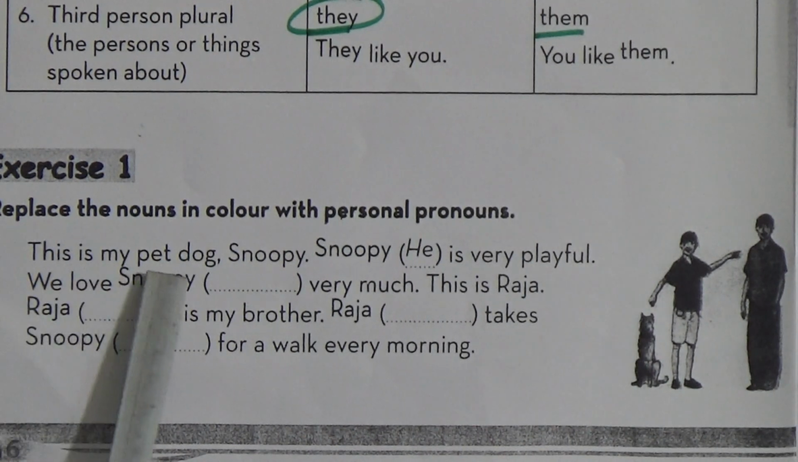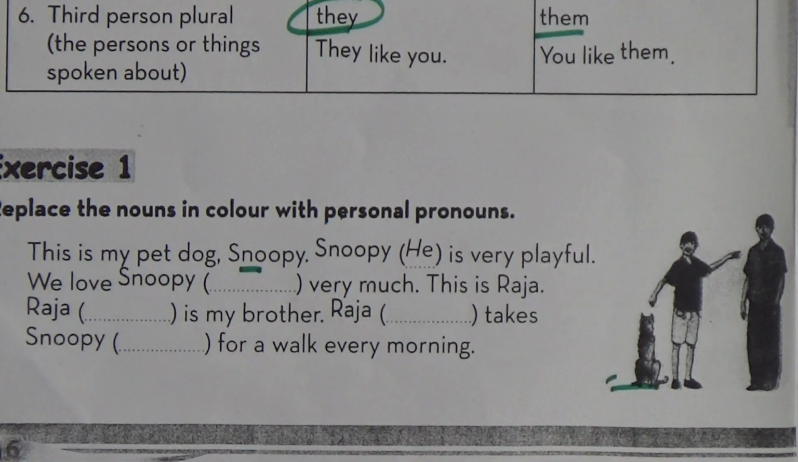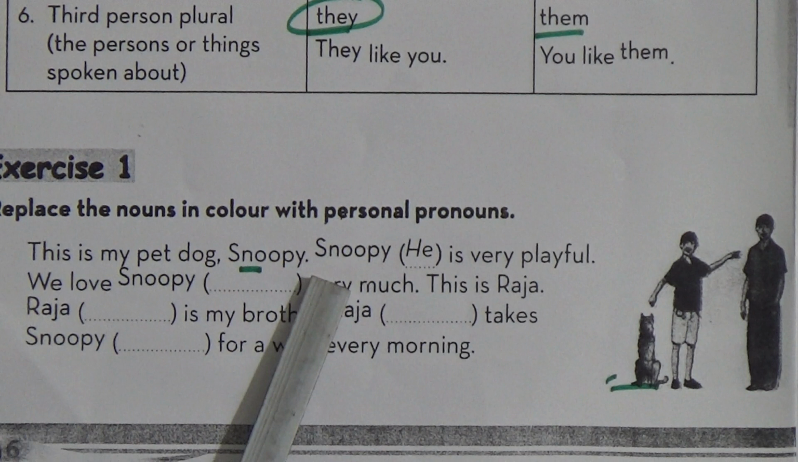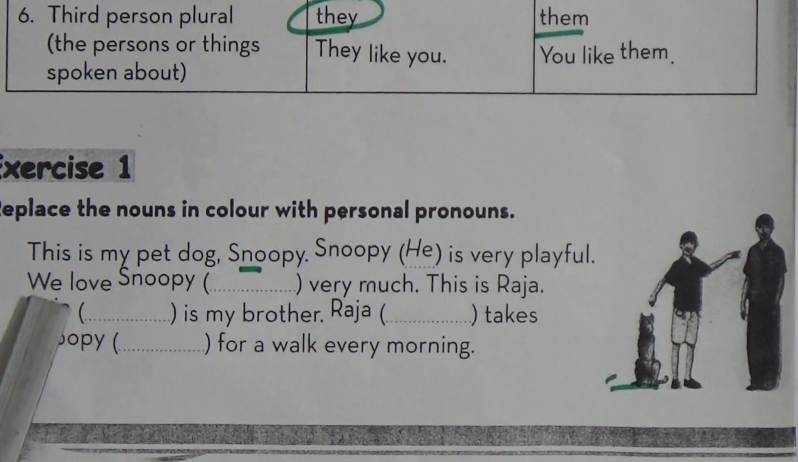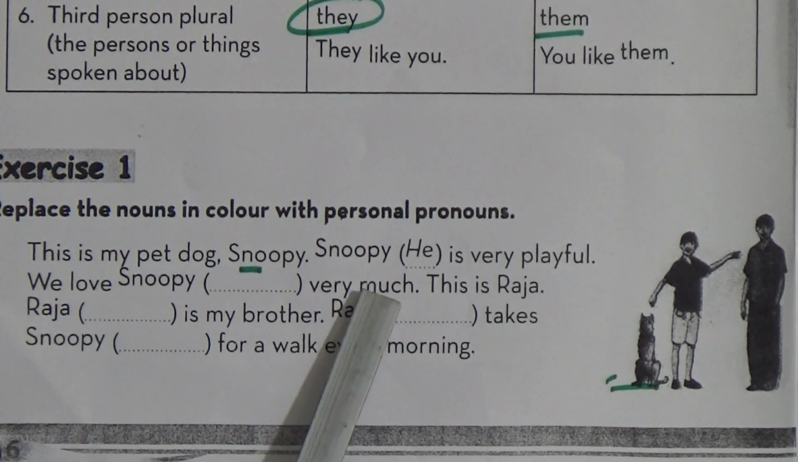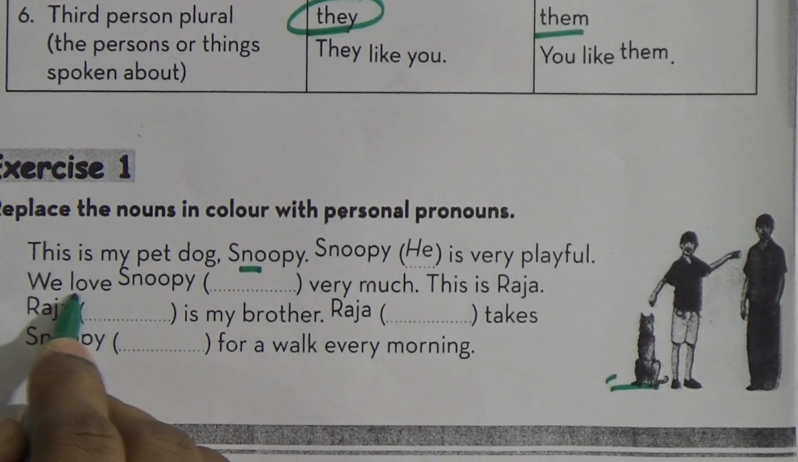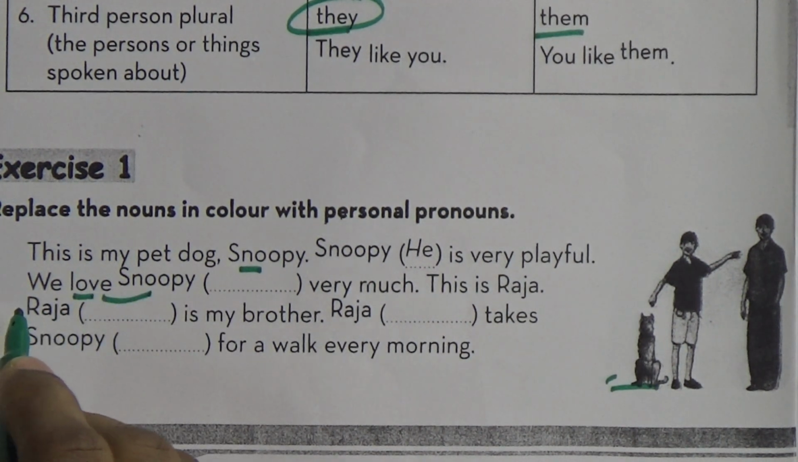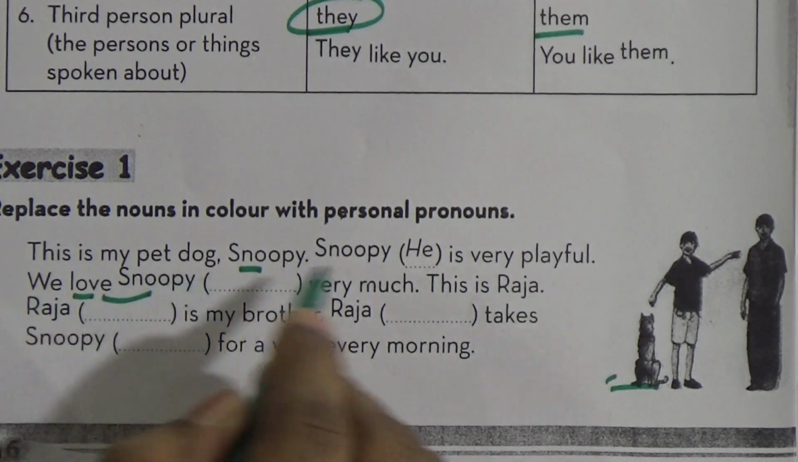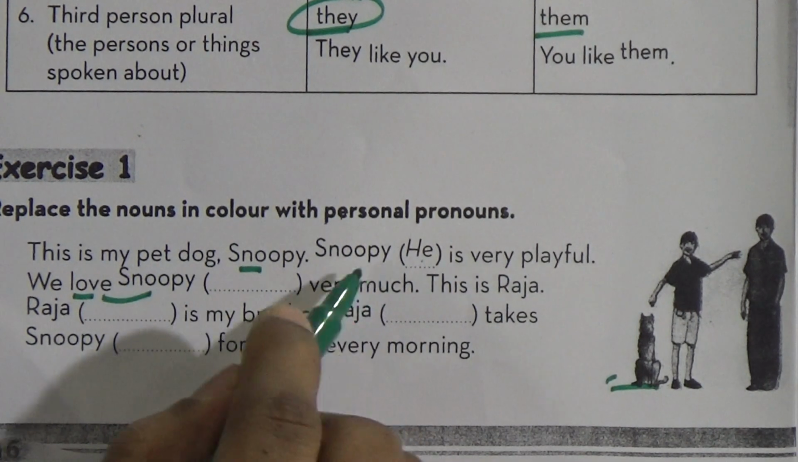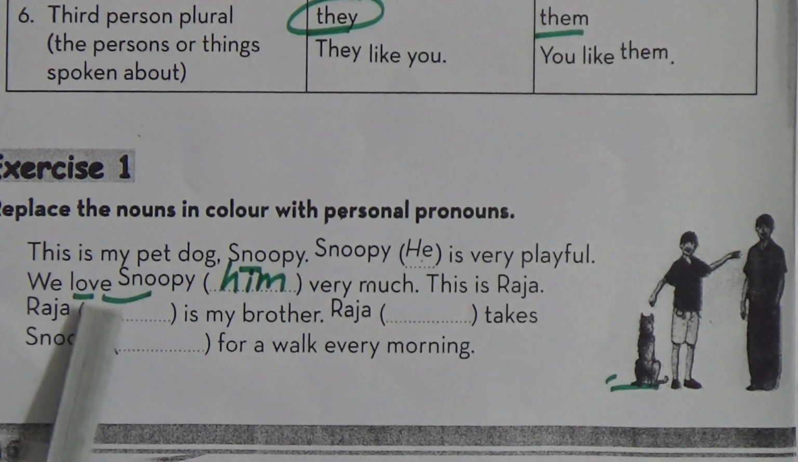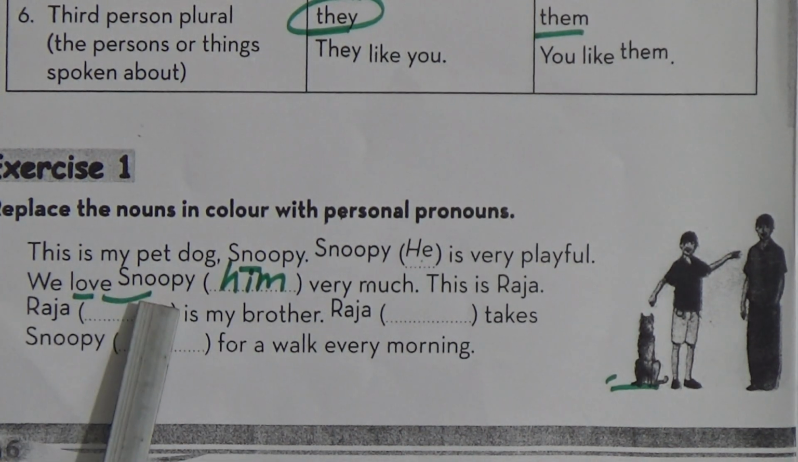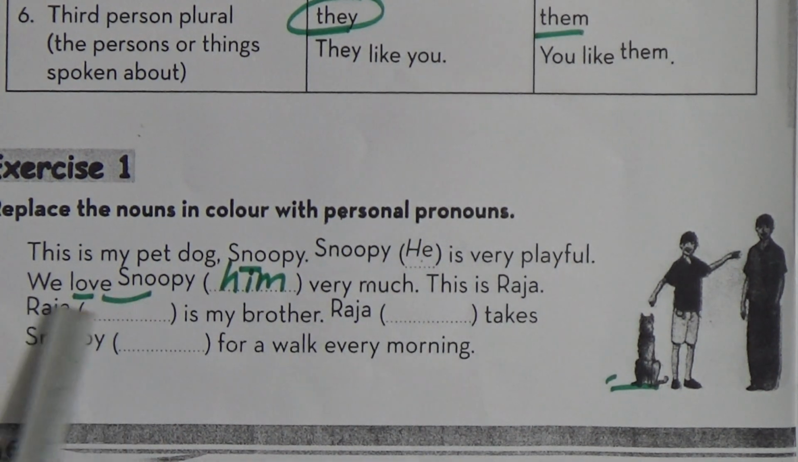So this is my pet dog, Snoopy. So the name of the pet dog is Snoopy. This is Snoopy. Okay, instead of Snoopy, we have used he. He is very playful. He, Snoopy. We love Snoopy very much. So we love Snoopy. After the verb, what will come? The objective pronoun. So he is the subjective pronoun and him is the objective pronoun. So you have to use we love him instead of Snoopy, because Snoopy here is an objective pronoun. We love him very much.